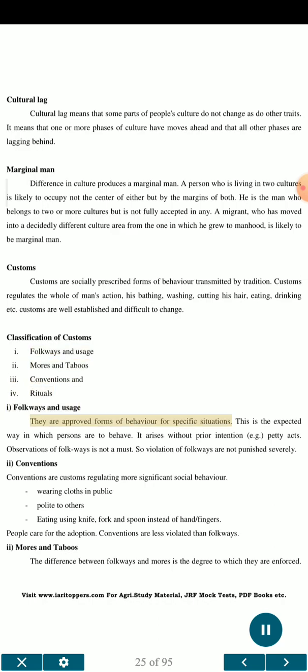They are approved forms of behavior for specific situations. This is the expected way in which persons are to behave. It arises without prior intention, e.g., petty acts. Observation of folkways is not a must, so violations of folkways are not punished severely.